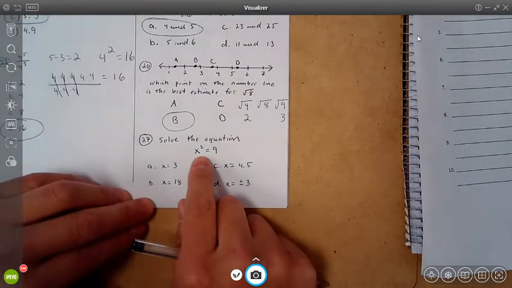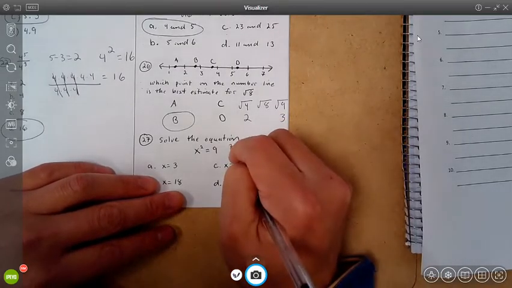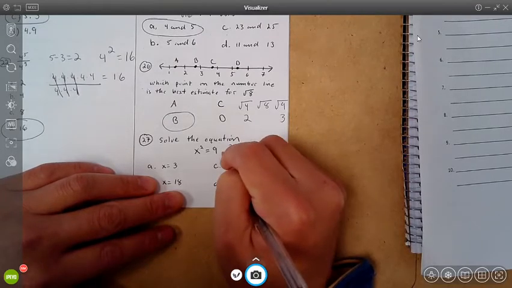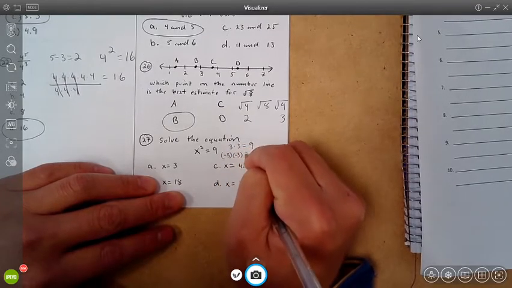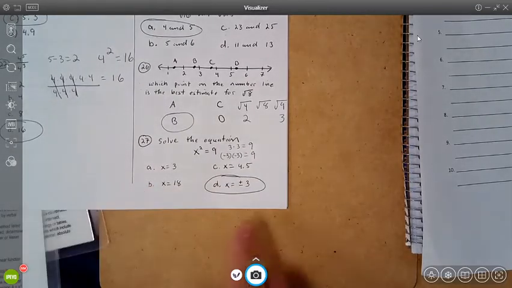And then the last one, x squared equals 9. Well, I want you to write two things. 3 times 3 equals 9. Negative 3 times negative 3 also equals 9. The option that shows that is option D.